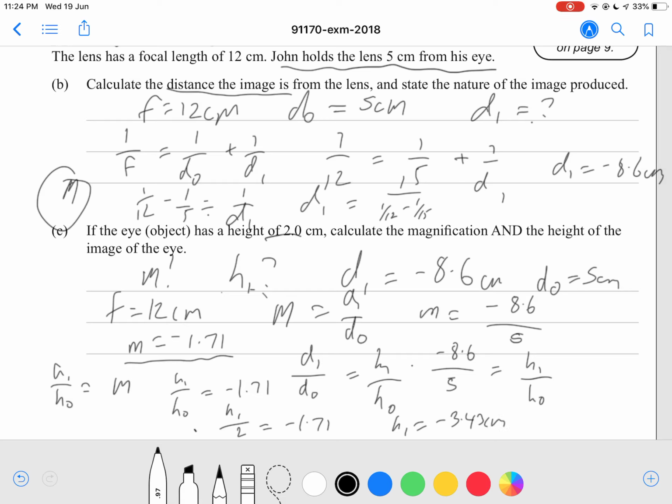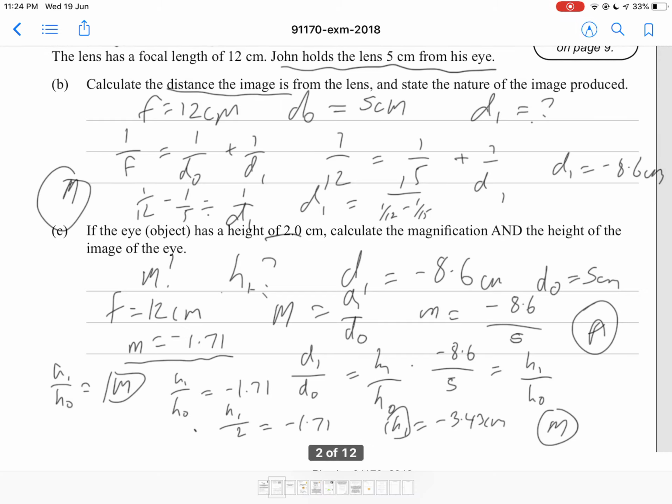Getting the correct answer for both the hi and the magnification gets you a merit grade. To get an achieved is any one of them, so either the magnification or the hi will get you an achieved. Alright, moving on.